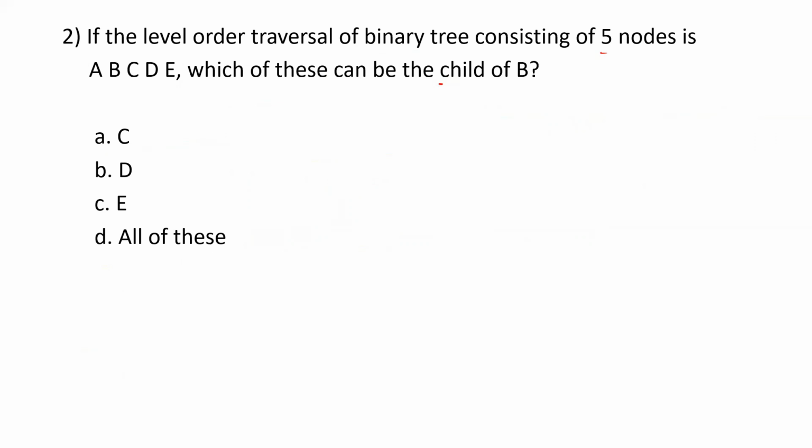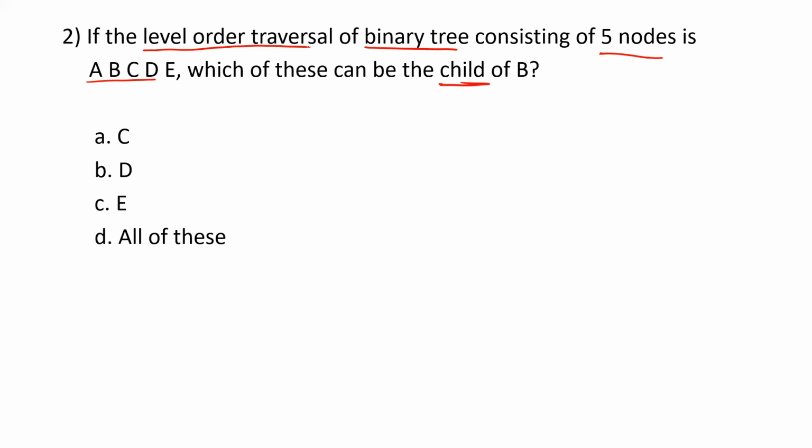Now, the most important keywords that you have to take care of here: the first one is the level order traversal. Then the second one is the binary tree, and how many nodes are there in that particular binary tree, what is the level order traversal, and what they are asking, who can be the child of B?